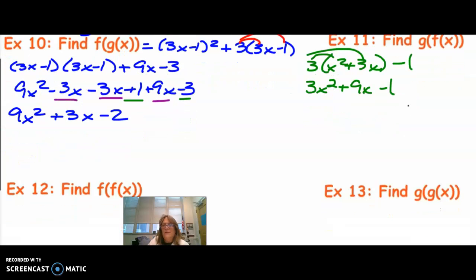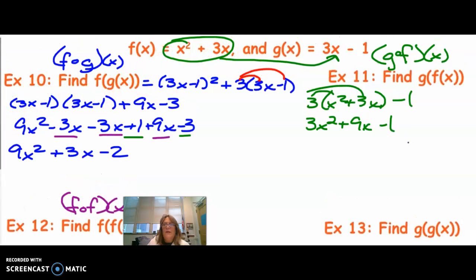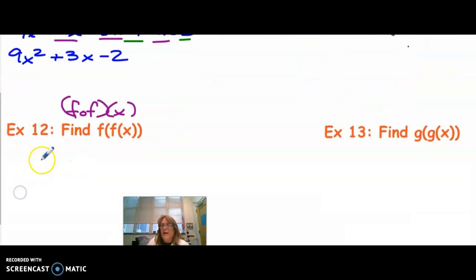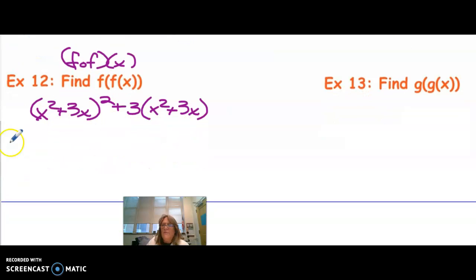All right, let's look and see what this one is. This is f composite f of x. So that means that I'm going to take this and plug it into itself everywhere that I have an x. So I'm going to take (x squared plus 3x)(x squared plus 3x), and I'm going to square it, plus 3 times (x squared plus 3x). Okay? So again, this means I'm going to have to FOIL this. I'm going to write it twice.